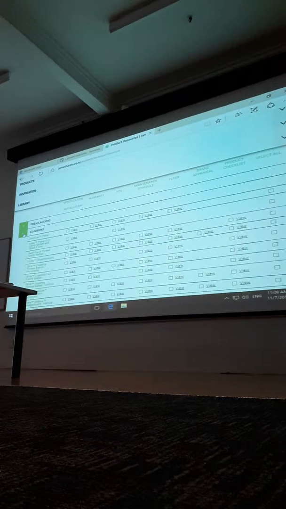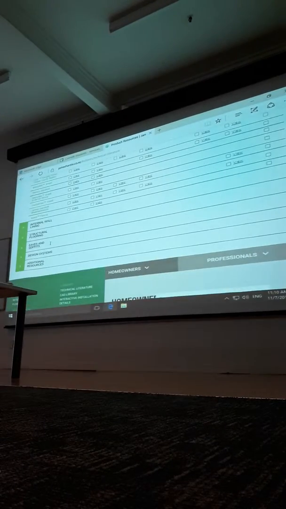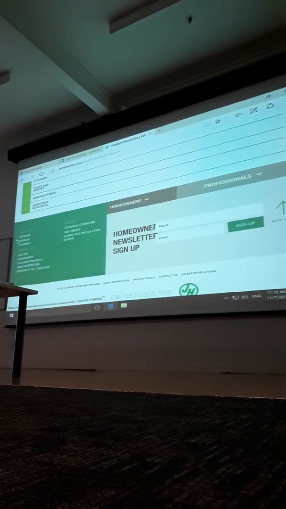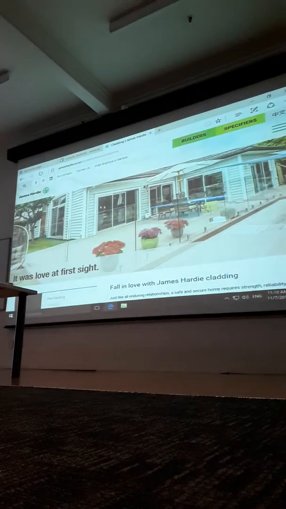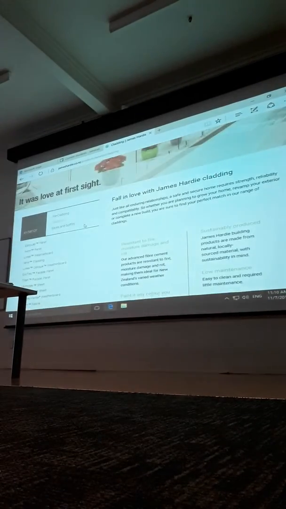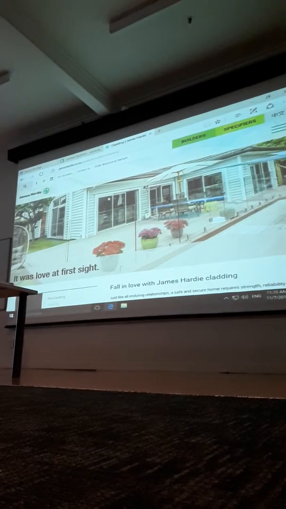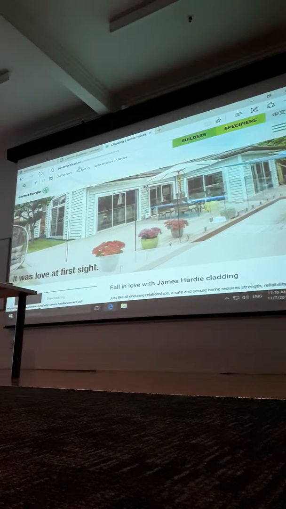Right. So this is getting us on the details. Yeah, this is the page I want. So jameshardy.co.nz/products/exterior cladding.